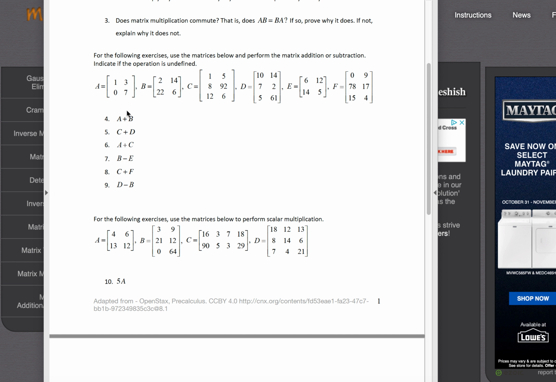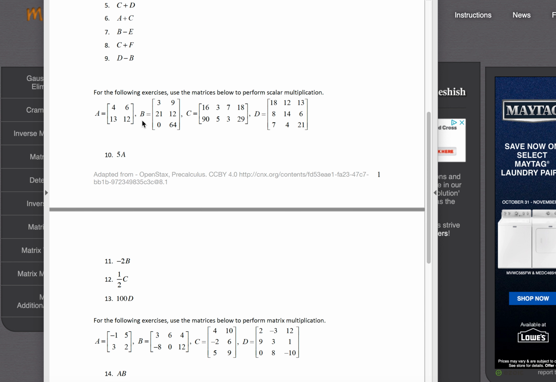For 4 through 9, you're adding the elements. So if I do A plus B, that's 1 plus 2, 3 plus 14, 0 plus 2, 7 plus 6, and that gives you my answer matrix. So those are pretty straightforward and pretty easy.